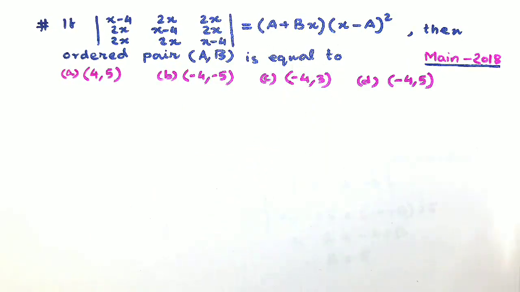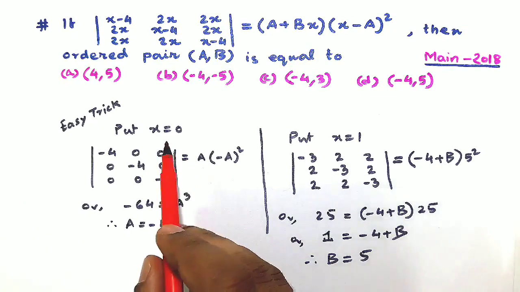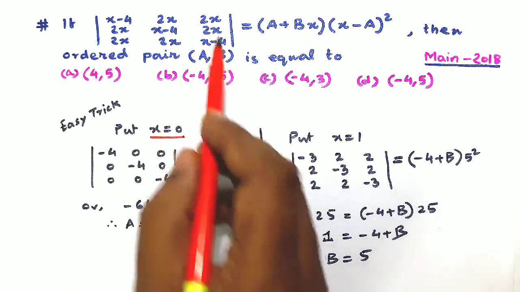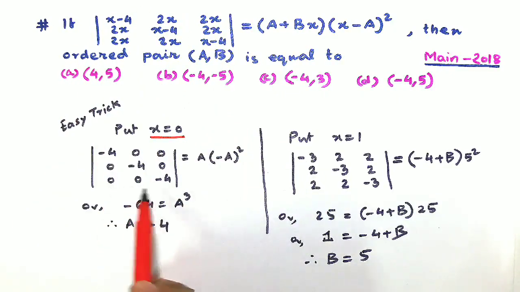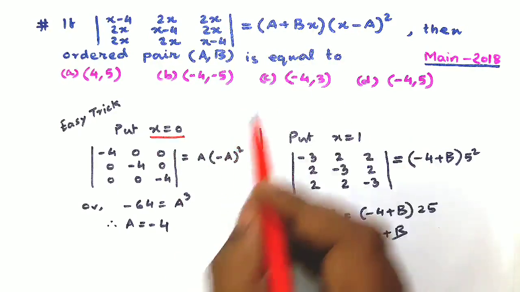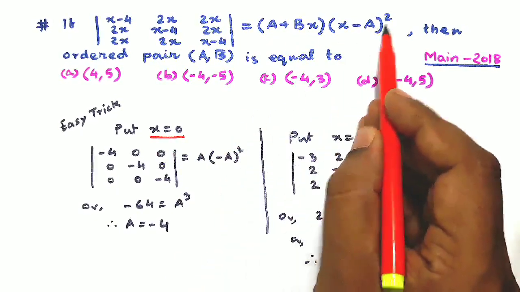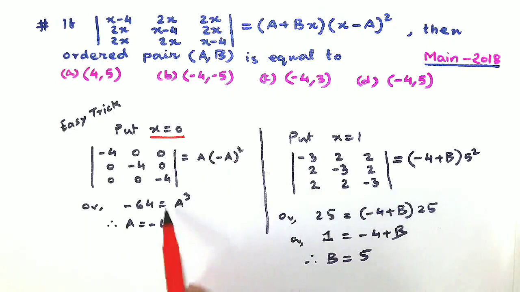This is a lengthy process, but I shall show you here a very simple trick to find the values of A and B in a few seconds. Friends, first of all you consider that x is equal to 0. If you put x equal to 0, then this determinant will be minus 4 0 0, 0 minus 4 0, 0 0 minus 4. This is very simple, and if you put x equal to 0 on the right side, you will find A plus 0 into 0 minus A whole square, that means A into minus A whole square, that is equal to A cubed, and the value of this determinant is minus 64, so A is equal to minus 4.